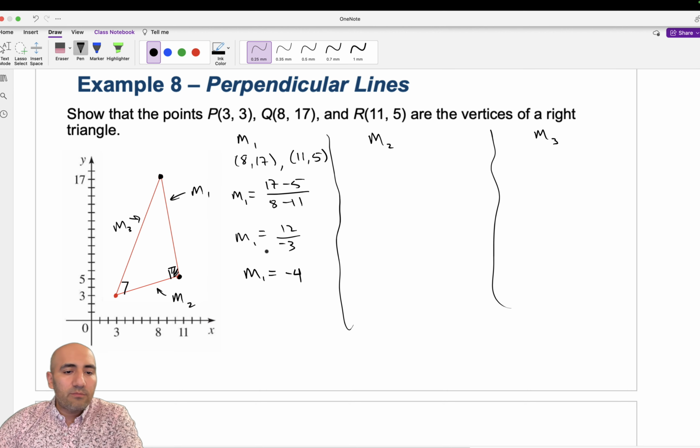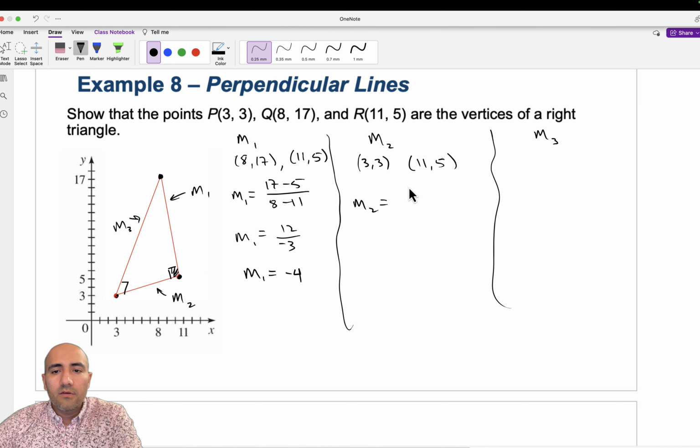Okay, so m sub 2 involves this point and this point. That would be the point (3, 3) and the point (11, 5). So m sub 2 is equal to 3 minus 11 over 3 minus, oops, messed up. That's not true. Be careful. So I meant to do 3 minus 5 over 3 minus 11. m sub 2 then is equal to negative 2 divided by negative 8. So m sub 2 is equal to positive 1/4.